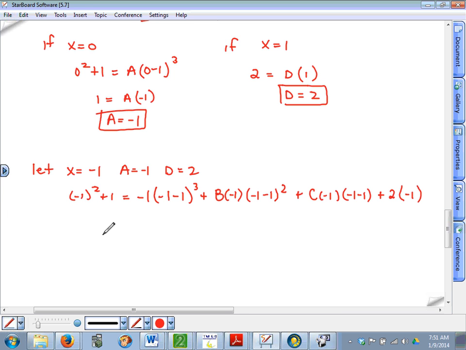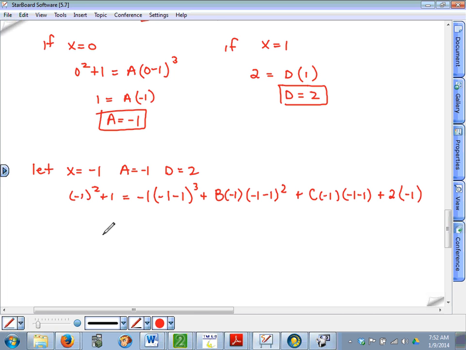Now, let's just... Everybody stop for a second. Are we going to be able to solve for B or C with this one equation that we have? What do you think? Are we going to be able to find out what B equals? Well, we have two we need to find.